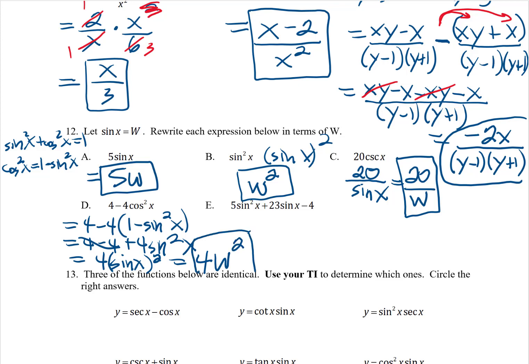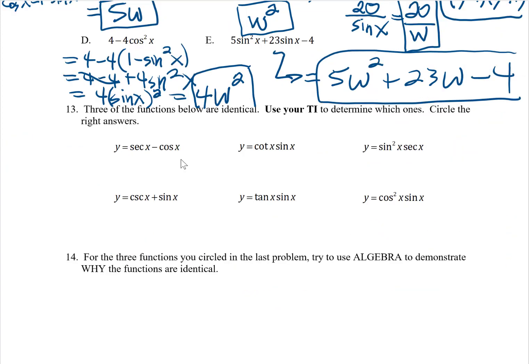And then part E is easy. We've already got everything in terms of sine x. We've determined already that sine squared x is just w squared. So this is going to be 5w squared. And then plus 23w and minus 4. And we're done.